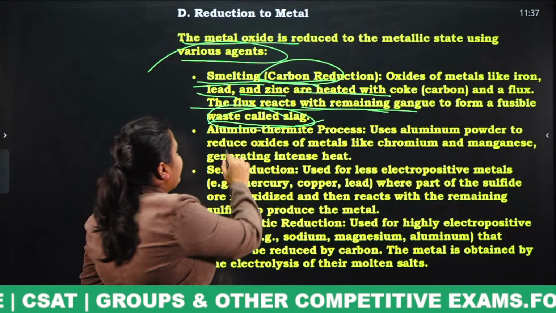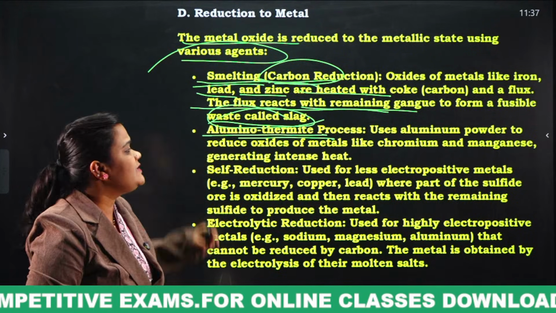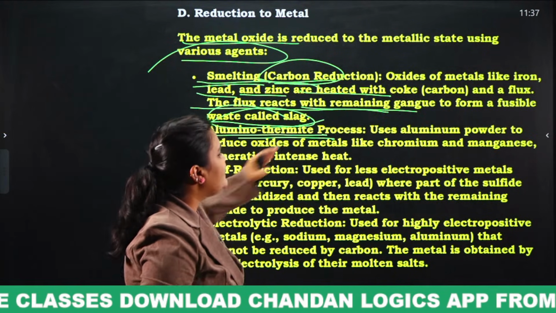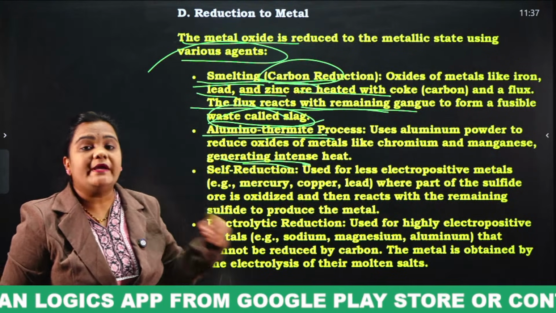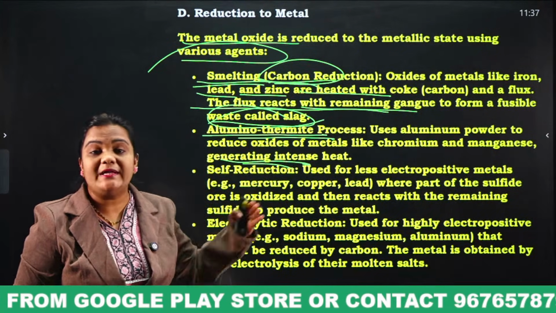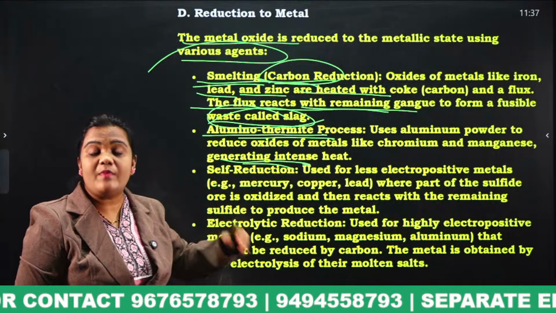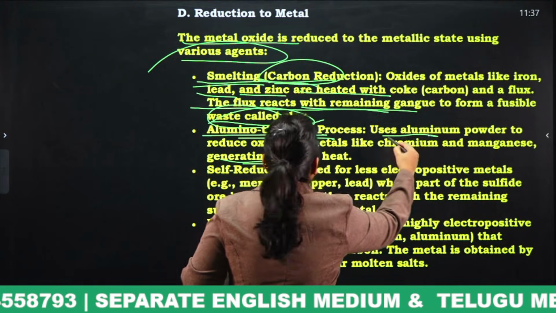Okay, and the next one is the aluminothermite process. This uses aluminium powder to reduce oxides of metals like chromium and manganese, generating intense heat. So in order to remove impurities like chromium and manganese from the ores, which type of reducing agent will we use, students? We will use aluminium powder.